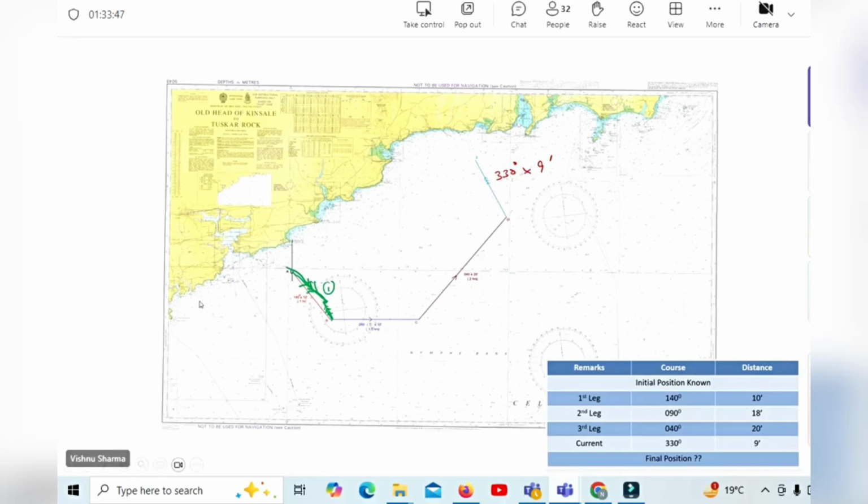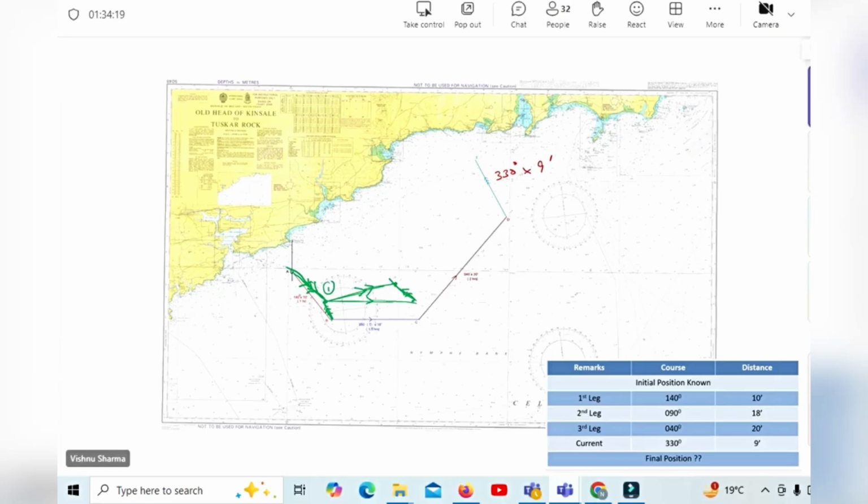Then from this point, this will be my course steered. Correct? Yes. This is 090, 18 miles. And I'll allow current for 1.5 hours. Again 330, 1.5 current. This will be my second CMG. Yes or no? Correct? Yes, sir.